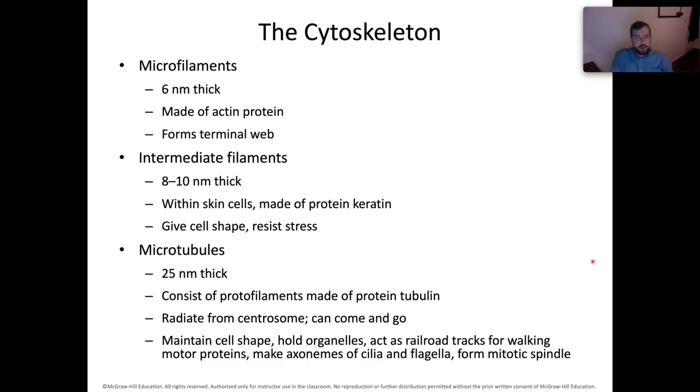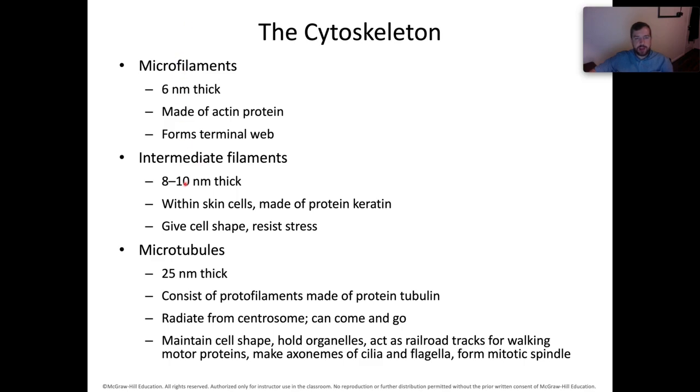Microfilaments are the smallest. They're made of actin, and they form what's called the terminal web. The intermediate filaments are a little bit bigger, and they're, for example, made of things like keratin. And the intermediate job is to give the cells shape and resist stress. The microtubules are the biggest, and they're at 25 nanometers, and they're made of tubulin. They actually radiate from the middle, so they look like a 3D bike tire, for example. They have like the spokes. And they also hold the organelles and are important for transportation. So these motor proteins can walk along the microtubules and form the mitotic spindle and stuff like that.